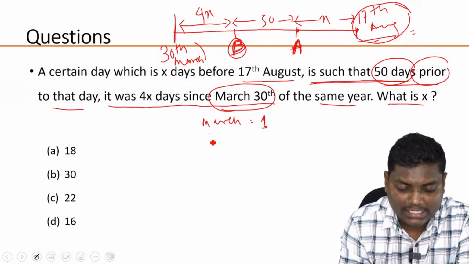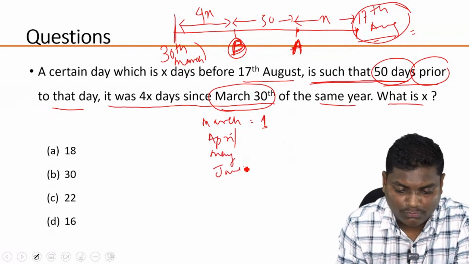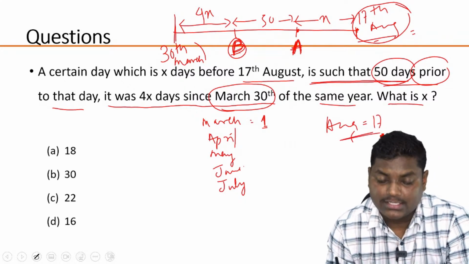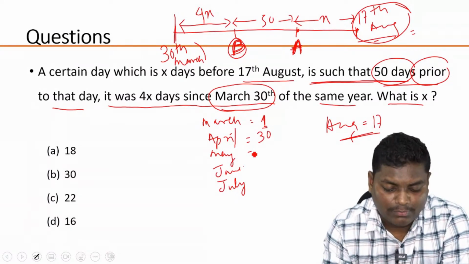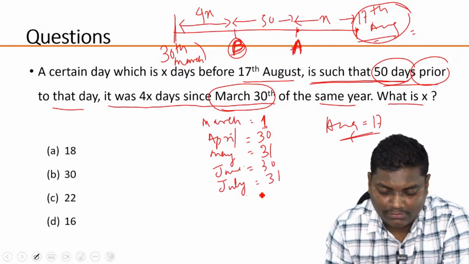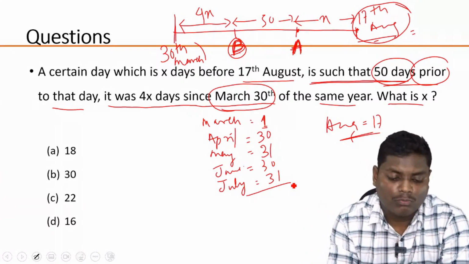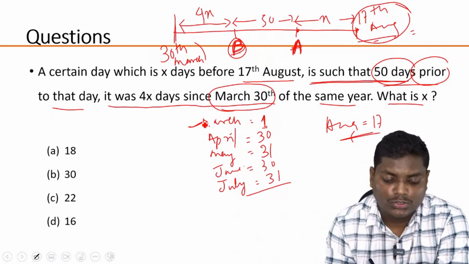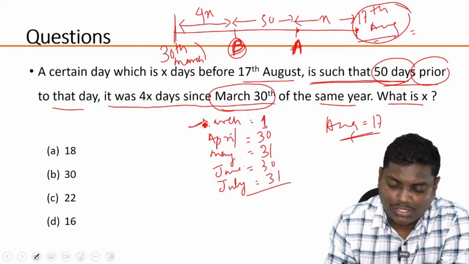So it is 1 day in March. Just let me write April, May, June, July, and in August we are having 17 days. In April we have 30 days, in May 31 days, in June 30 days, in July 31 days. Do you get this? So you just need to find the number of days in between it first. So in March, since we are calculating from 30th March, from the next day onwards, we need to see the time period. So first in March, only 1 day is left. Then April, May, June, July, and August 17.